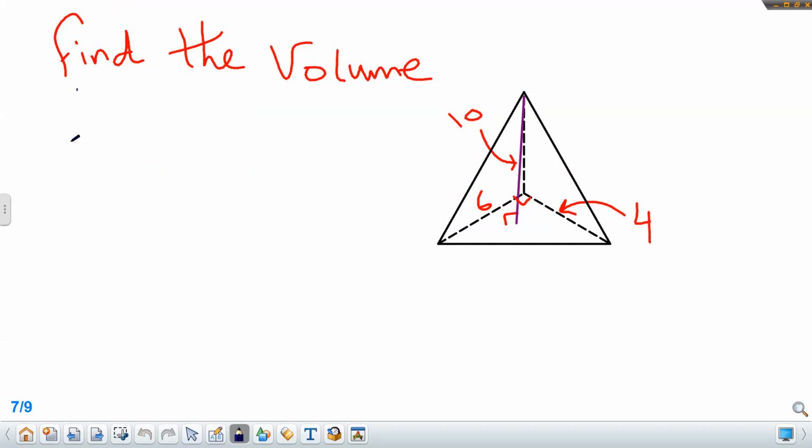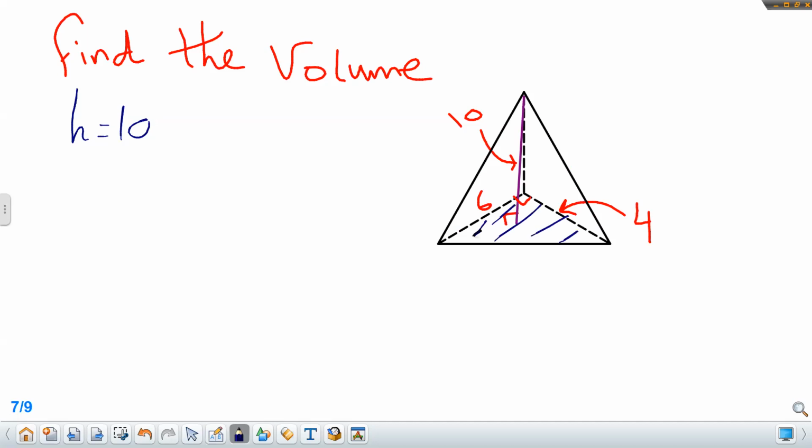Here height is given, which is 10. But what about base area? The area here is a triangle. What's the area of a triangle? Half times base times height. Here we notice that the base is a right triangle.